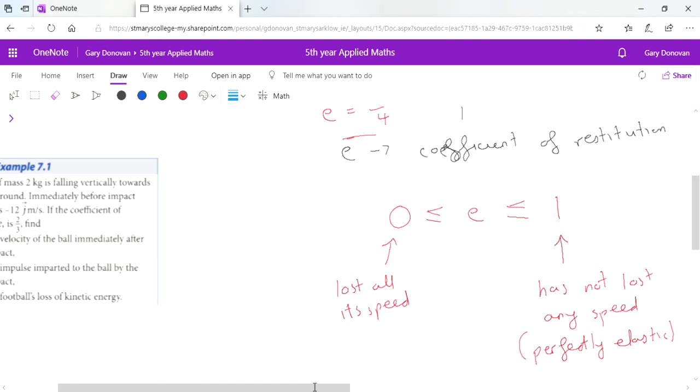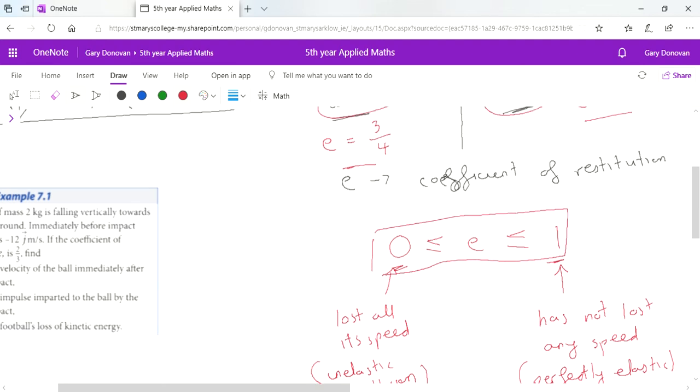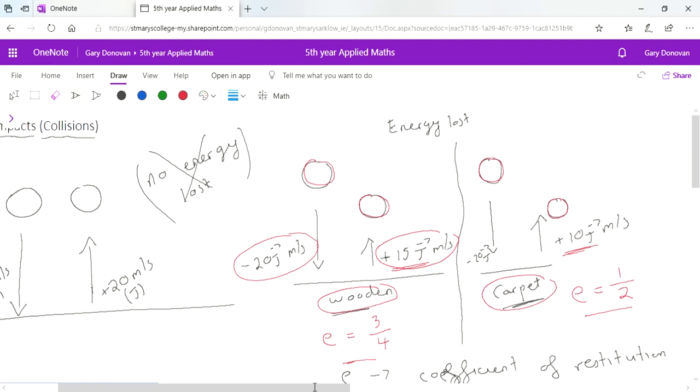And we say that that is an inelastic collision, or perfectly inelastic collision. So E basically has to be between 0 and 1, and that's an important fact to know when we go on to the higher level questions especially. So that's the main gist of it.